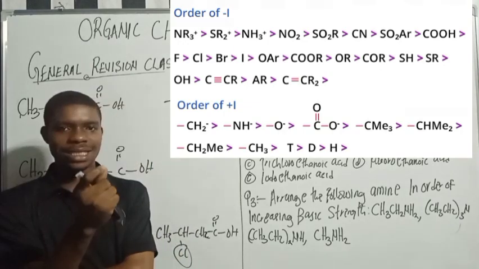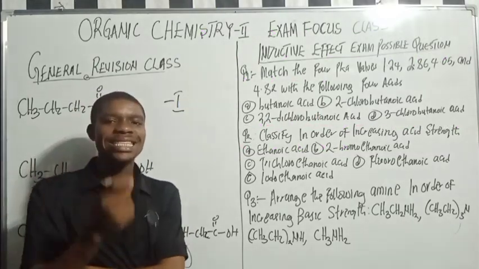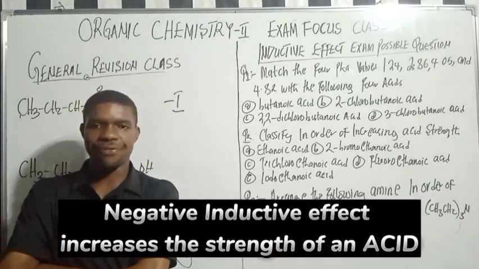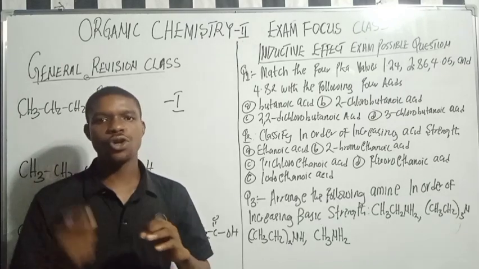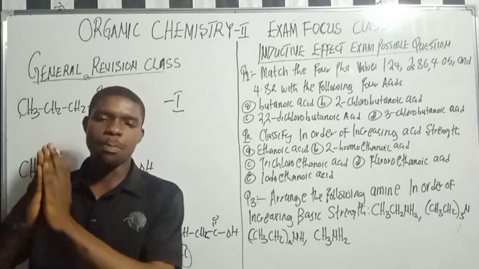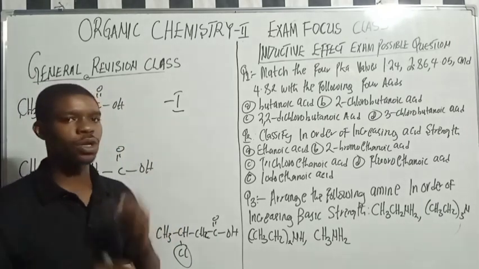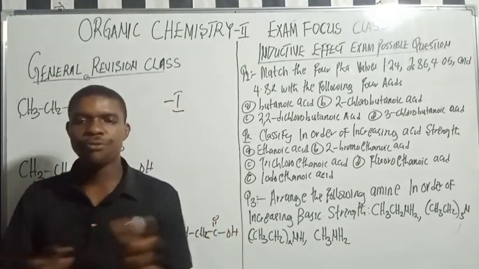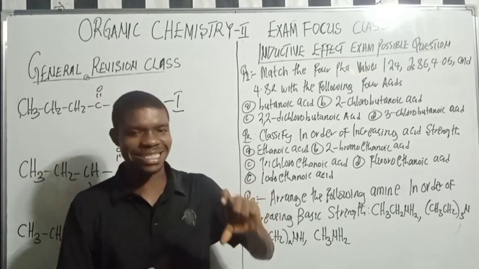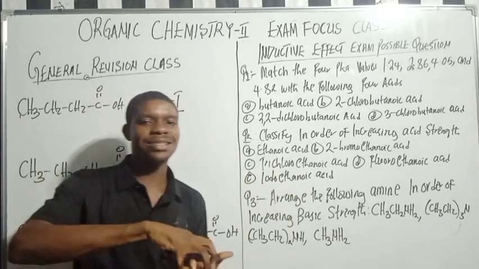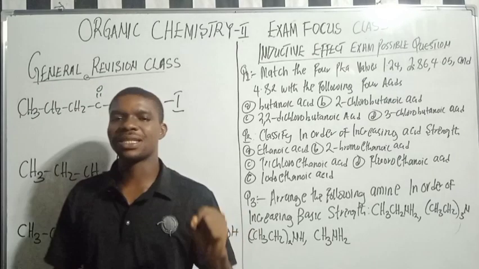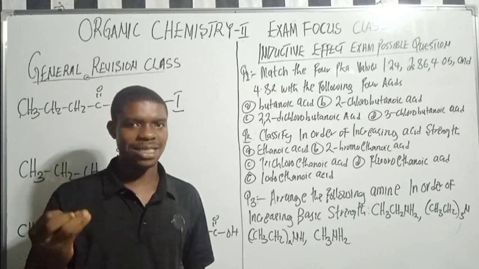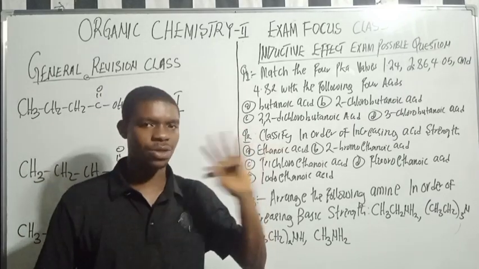What I want you to understand here is that minus I effect increases the acidity of an acid. The more the minus I effect, the stronger the acid strength. So if I compare two acids and one has a minus I effect group like chlorine, which is one of the major minus I effect groups, then like I said, minus I effect withdraws electrons from the molecule. They decrease electron density in the molecule, and the more they decrease electron density, the stronger the acid strength, and the easier the acid can lose hydrogen. I've explained this in the application of inductive effect.